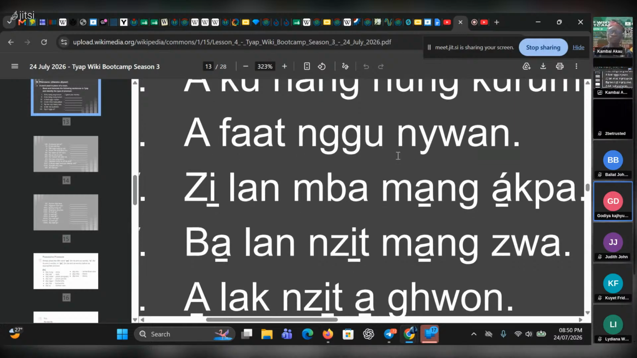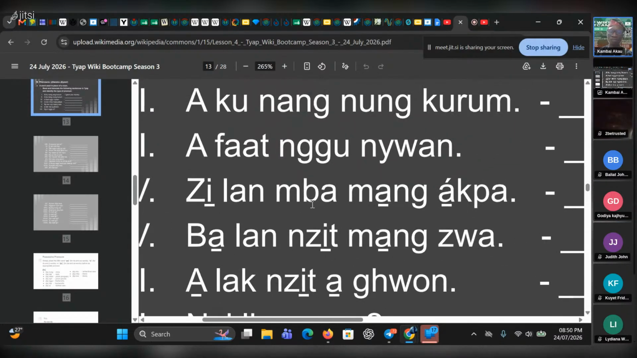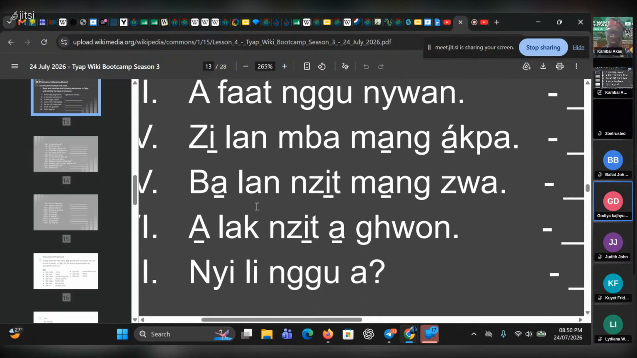Okay. Then the third one. Zulamba mang apa. So what does that mean? It means we are more than them in number. Okay. So what's the next one? Balanzut mang zwa. So what does that mean? They are wealthier than us. Okay. So what is the next one?